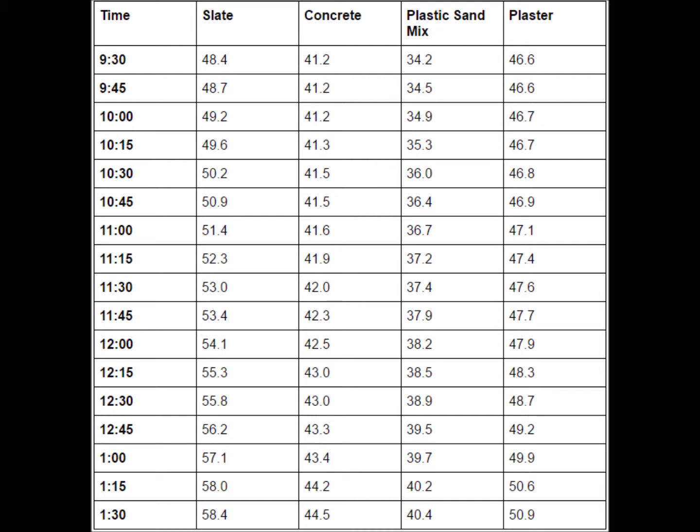The plastic sand mix had the lowest temperature, which was mostly because of the grainy feel as well as it being under a layer of water. Since the water was around 20 degrees Celsius, it helped to cool the surface against the harsh sun.